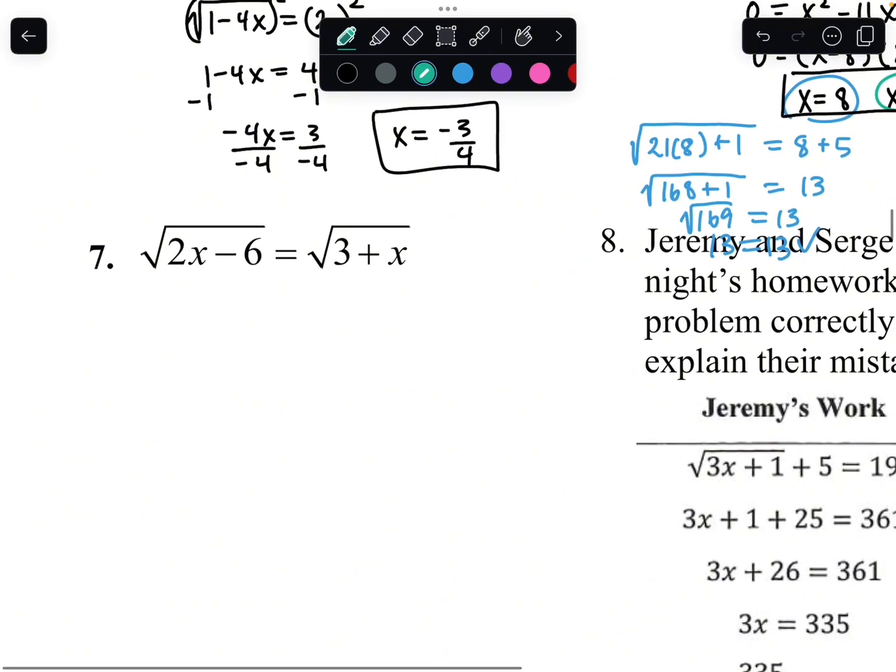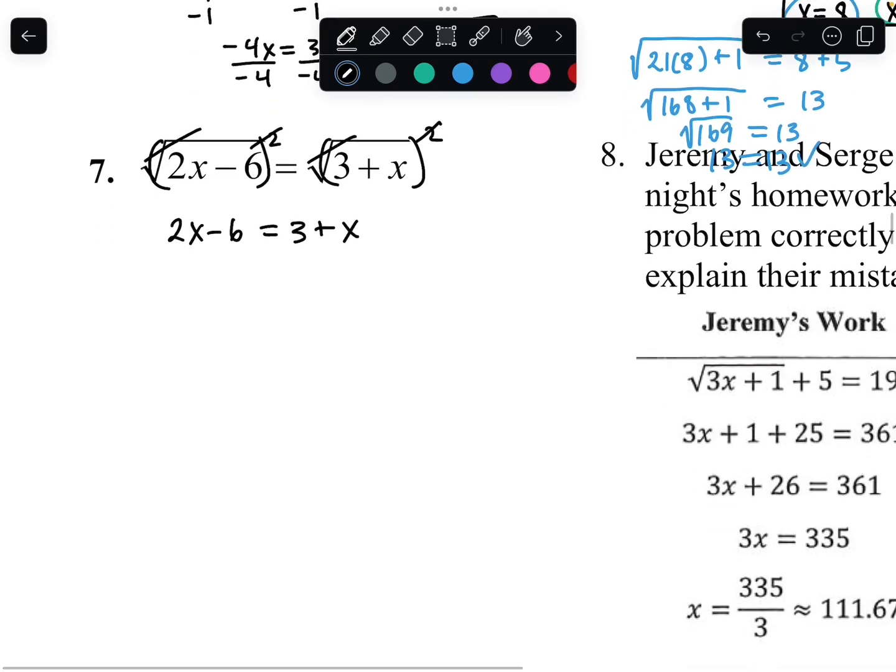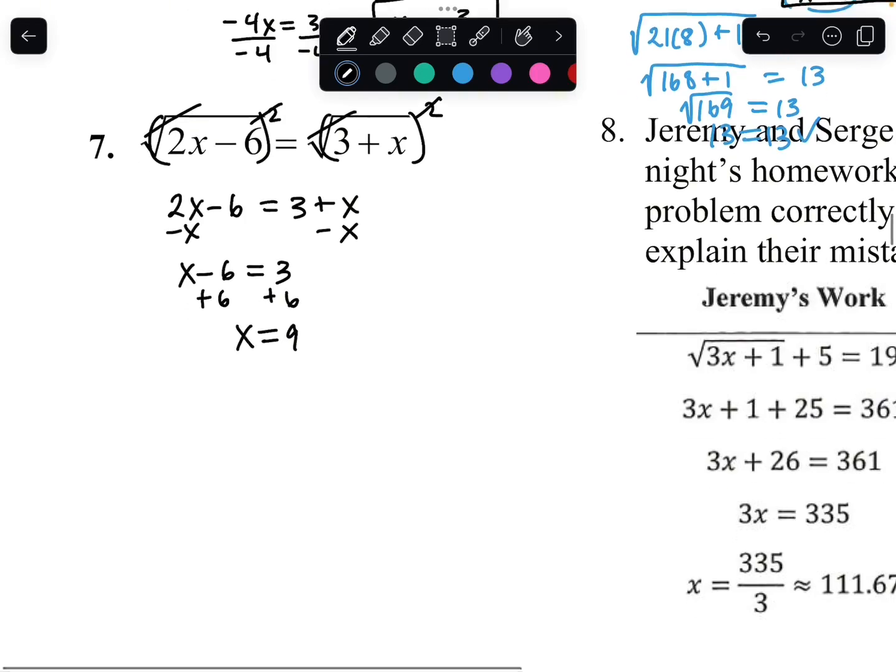Okay, this next example has square roots on both sides, and so the only thing you can really do is go ahead and square both sides. This one's actually easier because the square root cancels on both sides, leaving us with just a linear equation to solve for x. And so subtract the x from both sides, add 6, you get x equals 9.